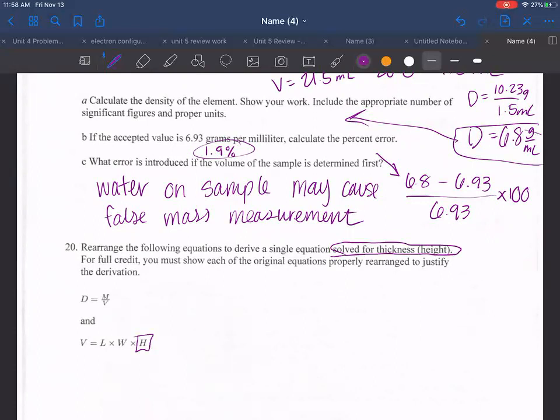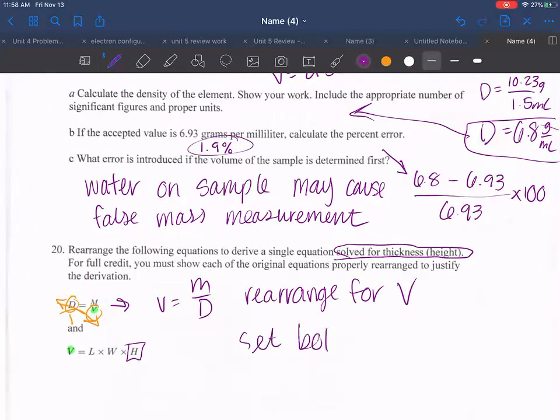The key to combining equations is finding a variable they both have. In our case, that's volume. And so we already have one solved for volume. We have to solve the other for volume. And so if we put volume in the numerator, density in the denominator, we get volume is equal to mass over density. Well now, this would be step one, which is rearrange for volume. And now we're going to set both equations equal to each other.